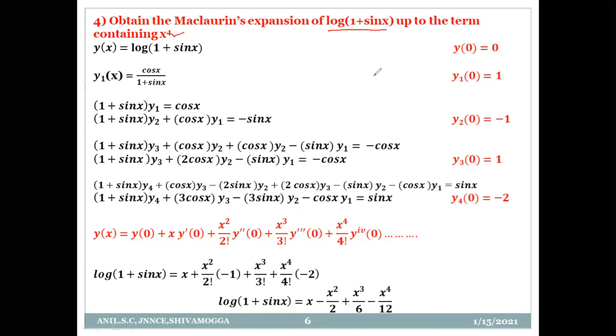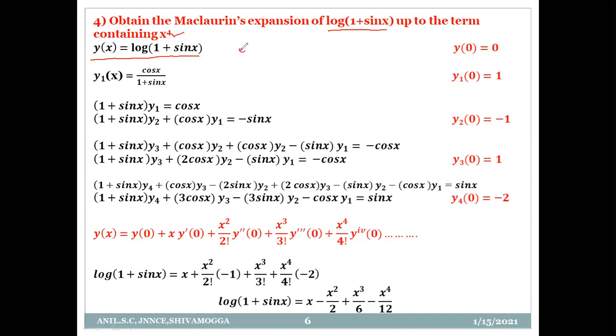Obtain the Maclaurin's expansion of log 1 plus sin x up to the term containing x power 4. Let this be y of x. Y of x is equal to log 1 plus sin x. All the functional values are required at x is equal to 0. So put x is equal to 0.